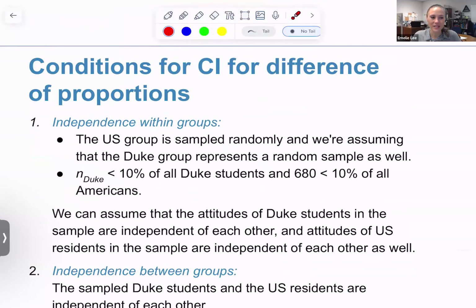So let's check our conditions. Luckily, they're all typed out already, otherwise we'd have to write them all out. But what we need to check is the independence within the groups, right? So I lumped them all as an independence condition, but we first have to check independence within the groups. And so the US group is sampled randomly, and we're assuming that the Duke group represents a random sample as well. We're assuming. That's fine, as long as you say that that's what you're assuming. The sample size for the Duke students, 105, is less than 10% of all Duke students, and 680 is less than 10% of all Americans. And so that optional condition is checked as well. And so now we can assume that these observations are independent of each other.